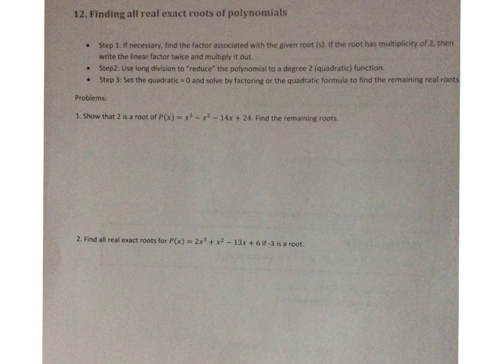And if you're asked to find all real exact roots of polynomials, step 1, if necessary, find the factor associated with the given root. If the root has a multiplicity of 2, then you're going to write the linear factor twice and multiply it out. So I'll do an example in a minute of that. And then use long division to reduce the polynomial to a degree 2 quadratic function. And then set that quadratic equal to 0 and solve by factoring or the quadratic formula.